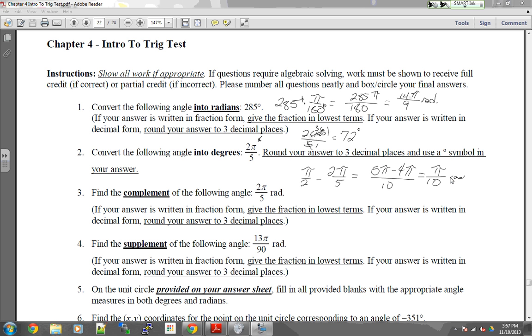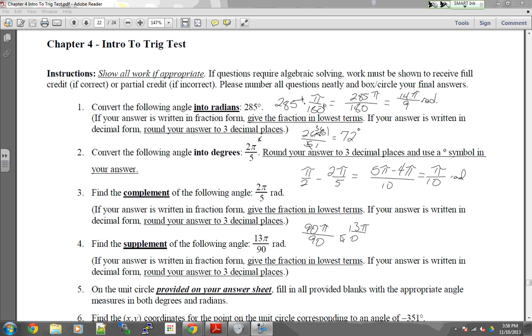Number 4, find the supplement. Remember, supplement is 180, so you're just going to take pi and subtract this from pi. So we know we're going to have to get the common denominator. In this case, our common denominator is going to be 90. So I'm going to go ahead and say 90 pi divided by 90, because that's pi over 1. We multiplied the bottom by 90, so we've got to multiply the top by 90. So 90 pi over 90 minus 13 pi over 90.